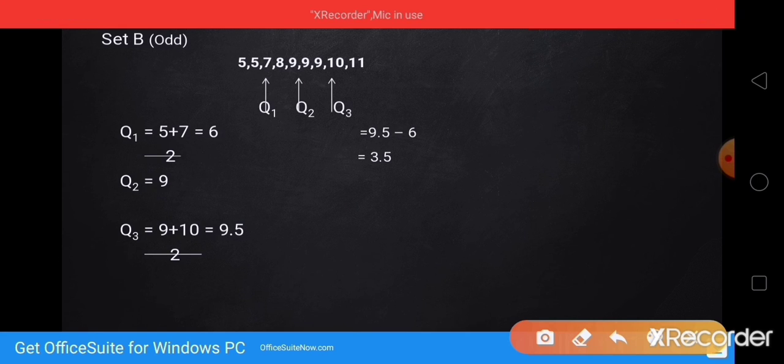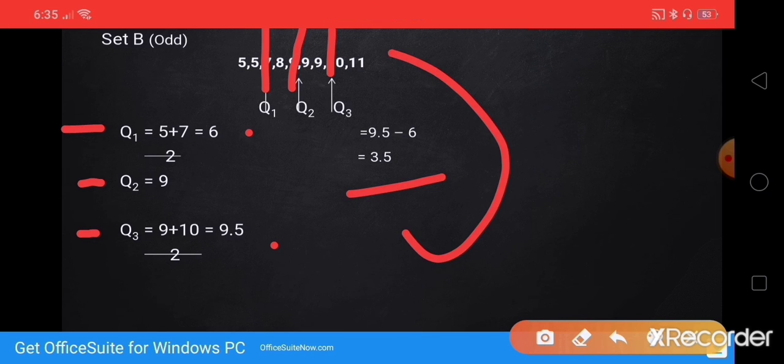For set B, same process, you need to find the median and do this process, and subtract quartile 1 from quartile 3 to find 3.5, and that is the interquartile range for set B, the odd set of data.